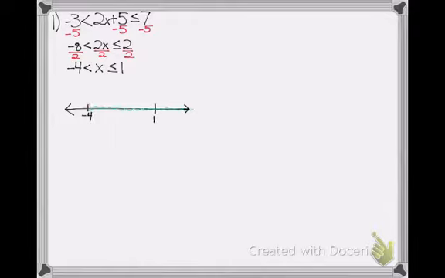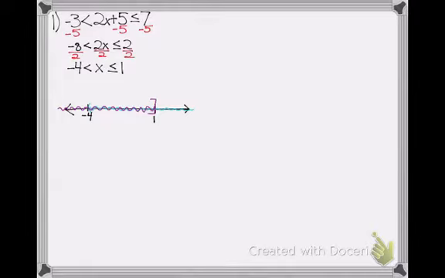Now at -4, we get a parenthesis and we shade to the right. The parenthesis is a result of the strict inequality in -4 is less than x. On the other hand, the 1 gets a bracket, coming from the fact that we have x is less than or equal to 1. And this time we shade to the left. You'll notice I did my shading in 2 different colors here. The first inequality is shaded in blue, the second inequality is shaded in purple.